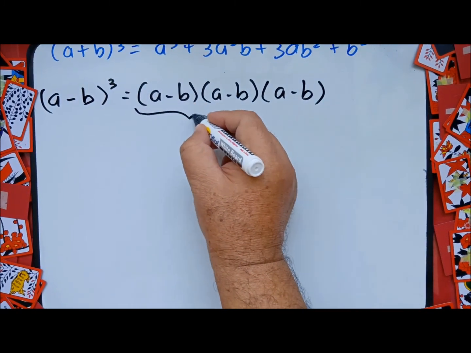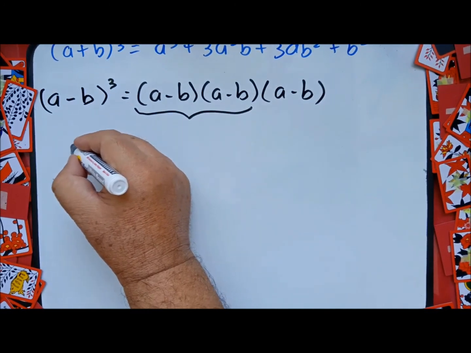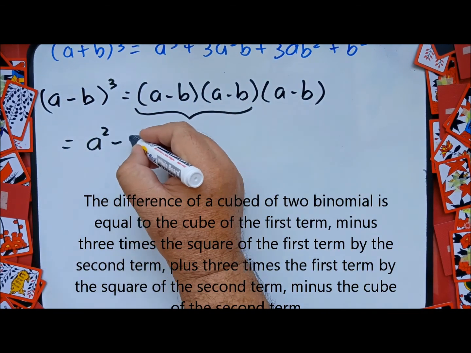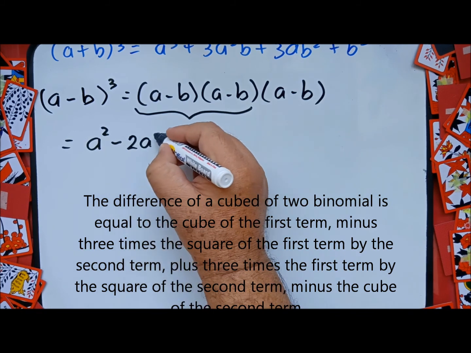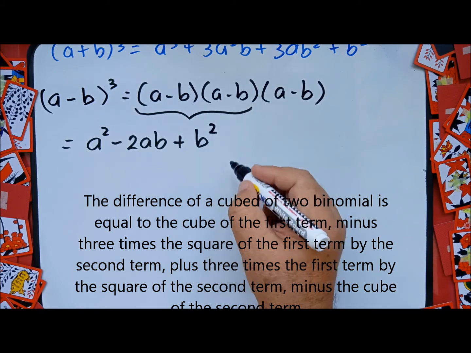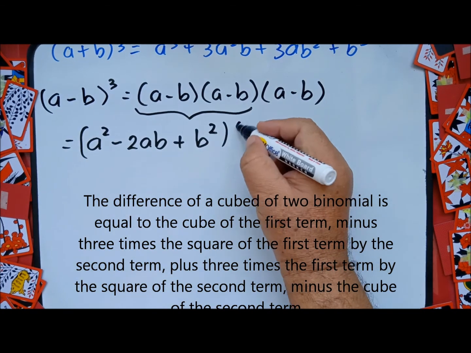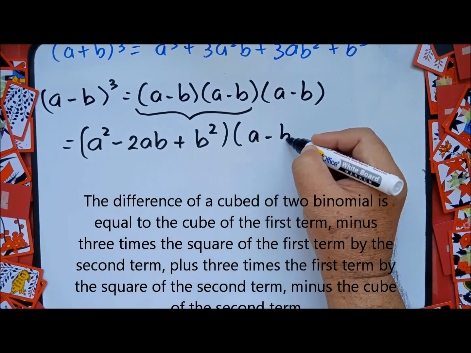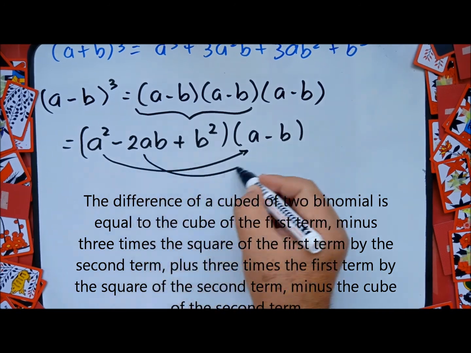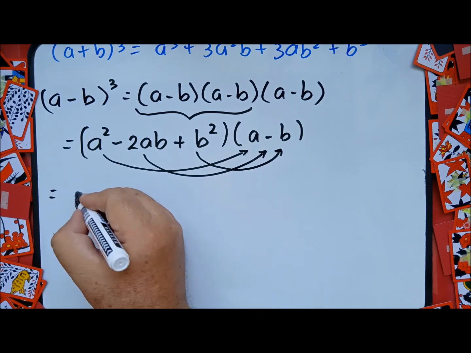Now, the square of binomial. Square the first term, then minus twice the product of the first and second term plus square the last term. Okay, this will be the result of your a minus b times a minus b. Then multiply to the last binomial. Again, same process. First term multiply to the whole set, second term multiply to the whole set, third term multiply to the whole set.